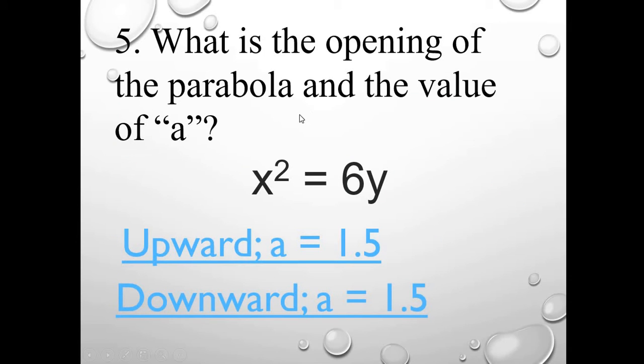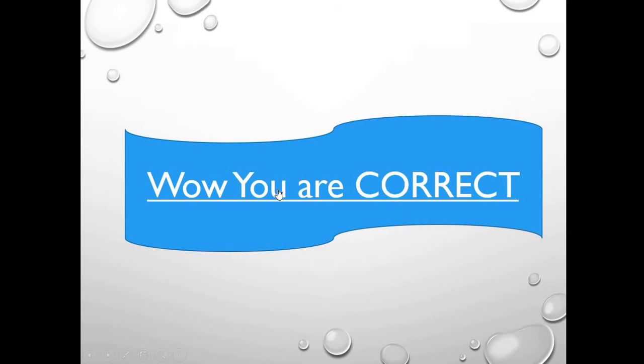What is the opening of the parabola and the value of a? Is it upward 1.5 or downward 1.5? Lance Pescador? Upward 1.5, sir. Correct. This is a parabola that opens upward because x is being squared and 6 is positive. You divide 6 by 4, it's 3 halves or 1.5, so it's the correct answer. Upward, a equals 1.5. You are correct, Lance.